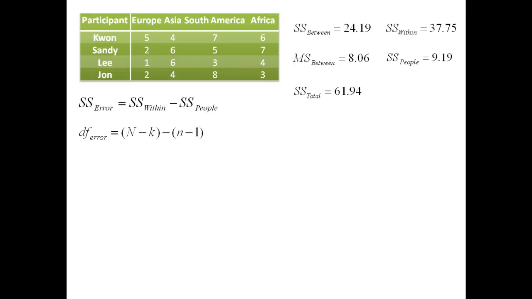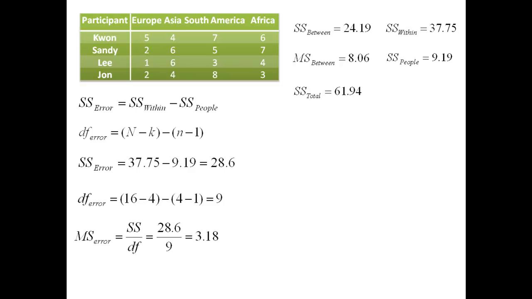So all of this at this point is known, and we can calculate the sum of squares error. So our sum of squares error is going to be the sum of squares within, which is the same sum of squares as from a between samples ANOVA, minus the number we just calculated for our sum of squares people. Our degrees of freedom error is pretty straightforward. And once we have sum of squares and degrees of freedom, we can calculate a mean square error.